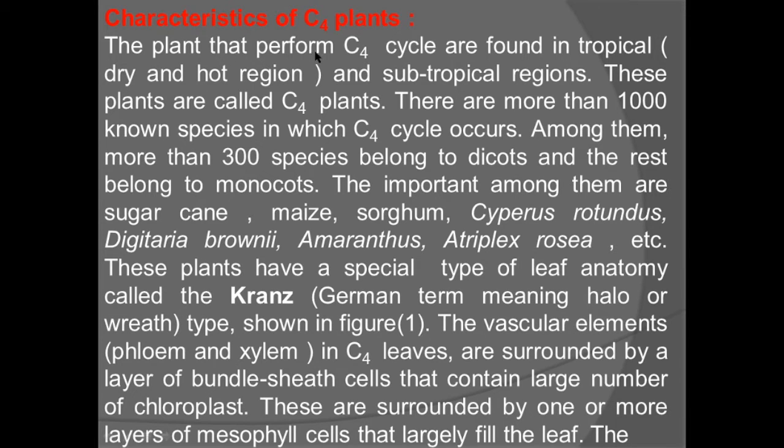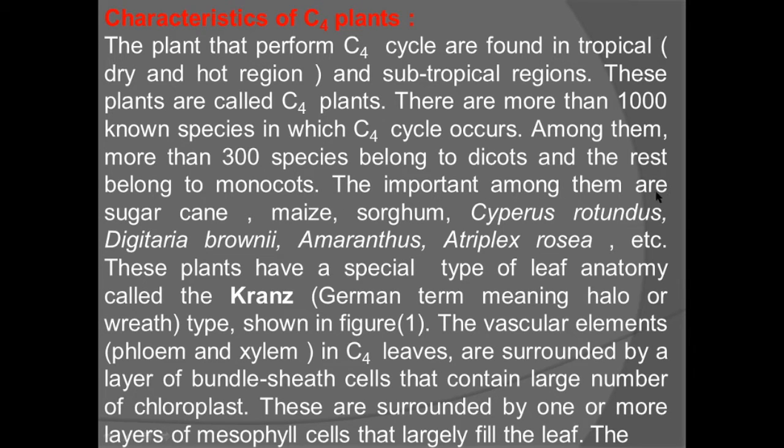The plants that perform C4 cycle are found in tropical and subtropical regions. These plants are called C4 plants. There are more than 1,000 known species in which C4 cycle occurs. Among them, more than 300 species belong to dicots and the rest belong to monocots.